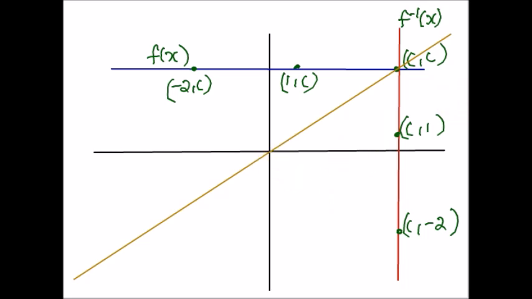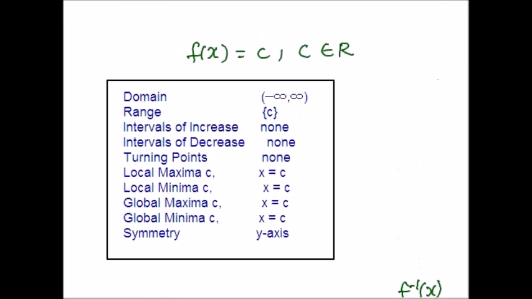I have listed out all the possible information about the constant function. The domain is all the real numbers, from negative infinity to infinity, and its range is obviously the constant. And these are the other pieces of information. You can just note it down, but you need not go in depth. I'll be making a separate video on all these. And symmetry is about the y-axis.